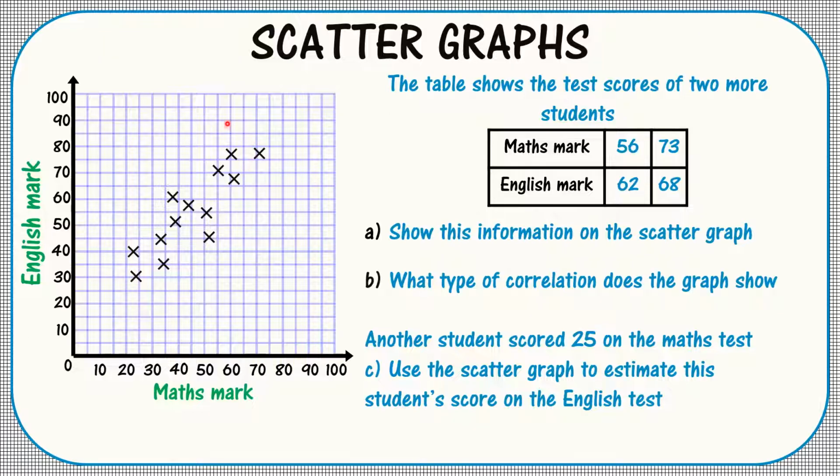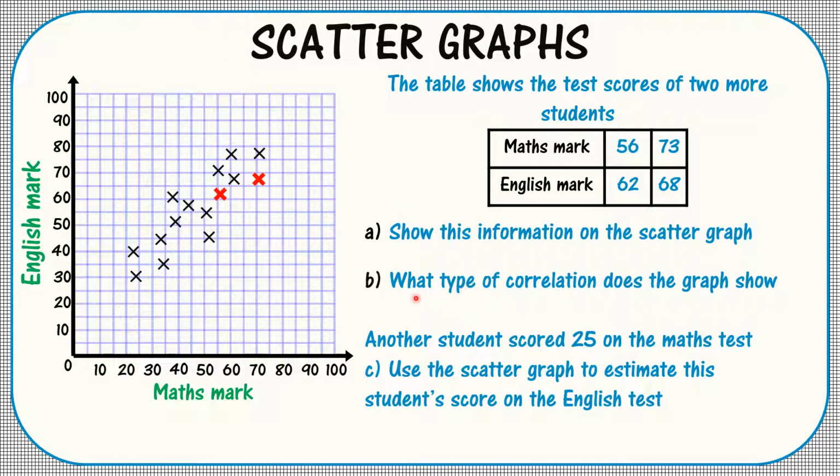So on the left, we are given a scatter graph which is comparing maths mark against English mark. The table shows the test scores of 2 more students. Show this information on the scatter graph. For this student, the maths mark was 56 and his English mark was 62. You can plot this as shown here. And for the second student, it is 73 against 68, which is shown here.